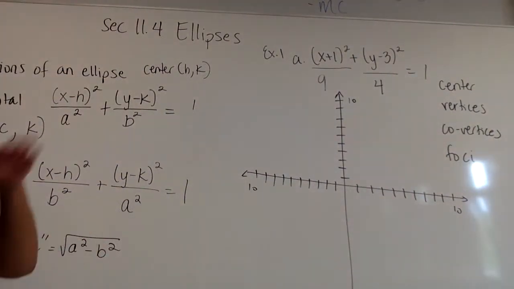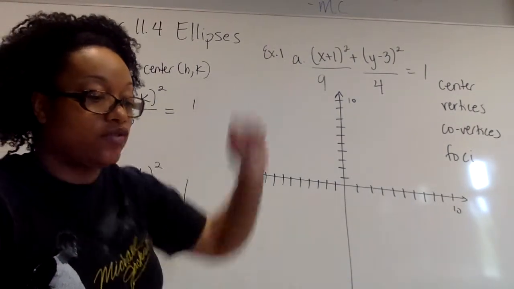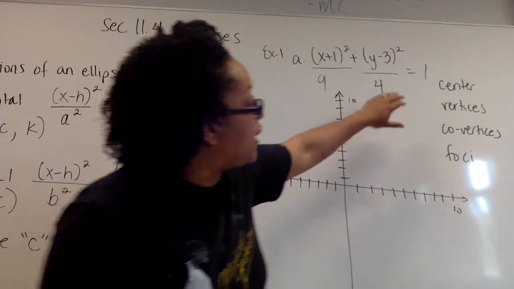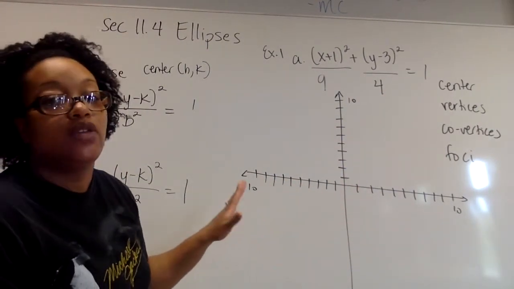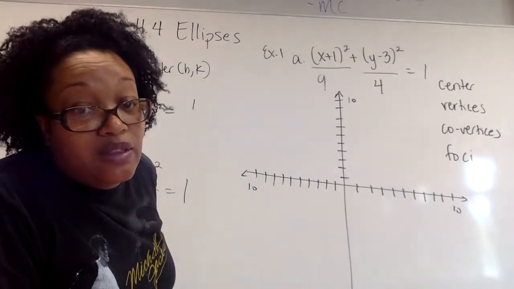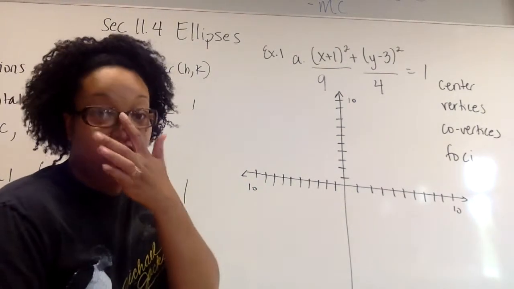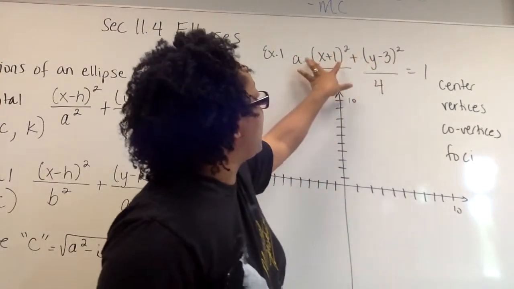All right, so if you turn to the back of your notes, this is example 1. Go ahead and write your equation down. And the instructions say you want to identify these 4 things, and then you're going to graph, okay? So when you look at your equation, the first thing you need to pay attention to is your A and B.